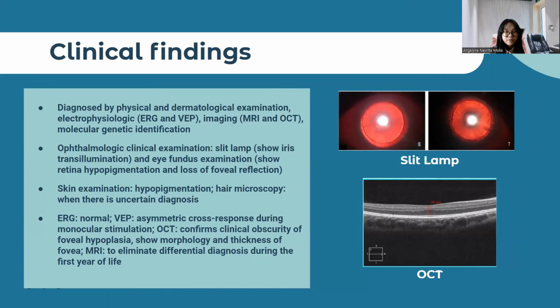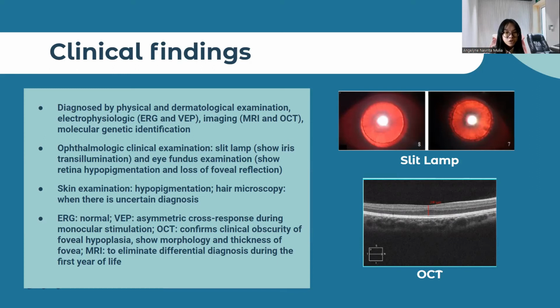Albinism can be diagnosed by physical and dermatological examination, electrophysiologic studies such as ERG and VEP, imaging including MRI and OCT, and molecular genetic identification. The ophthalmology clinical examination can help to confirm the diagnosis, and it can be done by slit lamp, which will show iris transillumination, and eye fundus examination, which will show retina hypopigmentation and loss of foveal reflex. For skin examination, the skin pigmentation is also compared to the familial pigmentation due to variability of hypopigmentation in each patient.